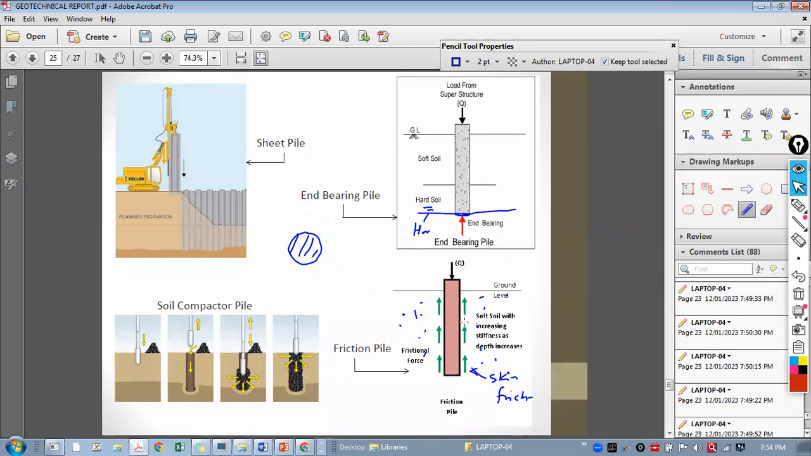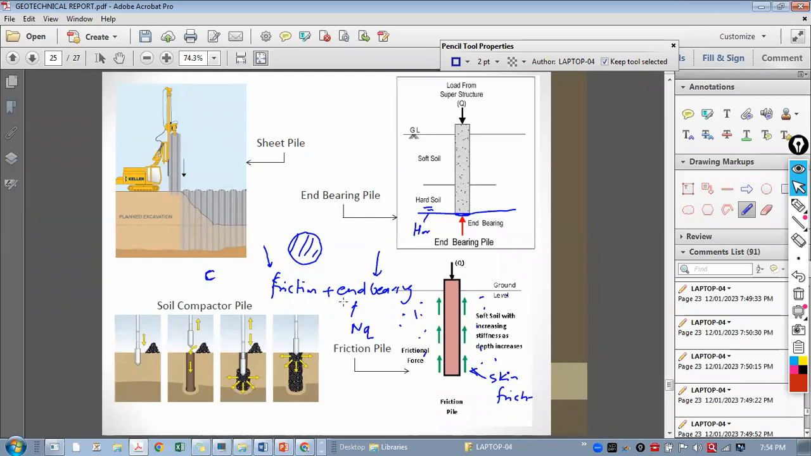And if you are taking the resistance of skin friction only, then you can say it is a friction pile. And if you are taking both friction plus end bearing, then we can say it is a, let's say, hybrid system. You are taking skin friction also, and end bearing capacity also. So in skin friction calculation, we require C, cohesion values. And in end bearing, we are using the Nq values and all that in the formula, whatever we have seen.